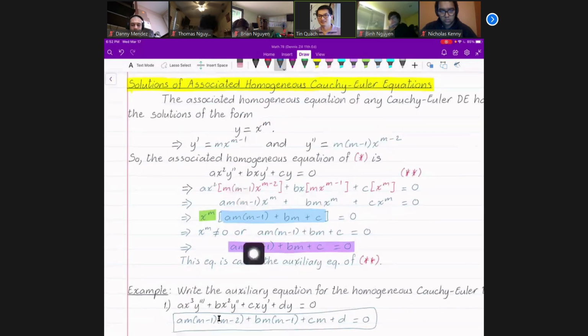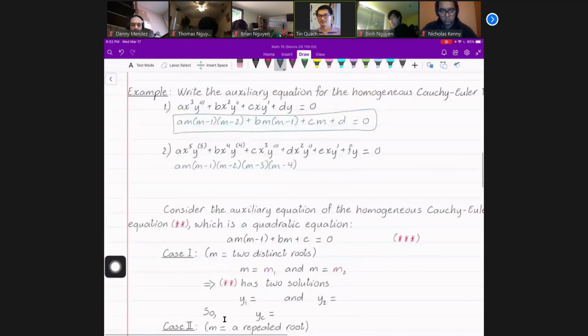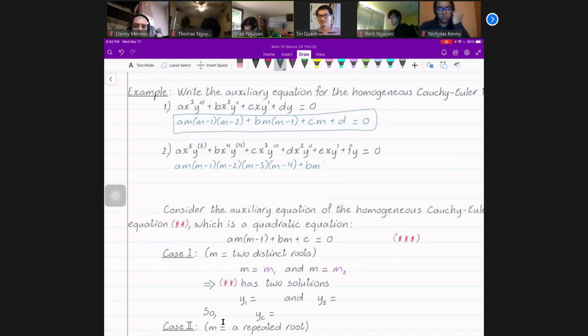You go through all of these steps right here to get your auxiliary equation, if that is how you want to do it. I don't want to do that, because after that example, I know the pattern already. Now let's go to the second term, which is plus b times m times m minus 1 times m minus 2 times m minus 3.